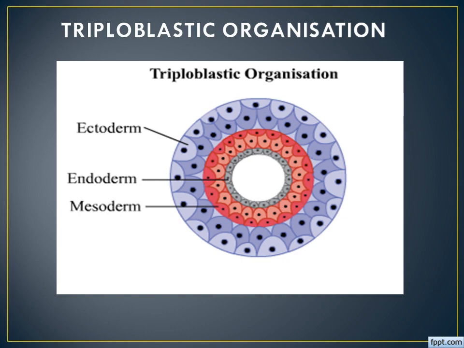Differentiate diploblastic as well as triploblastic organization. So in case of diploblastic organization, this embryo consists of only 2 germinal layers, that is ectoderm as well as endoderm. But in case of this triploblastic organization, the embryo consists of 3 layers, that is ectoderm, endoderm as well as mesoderm. Understand? Fine.